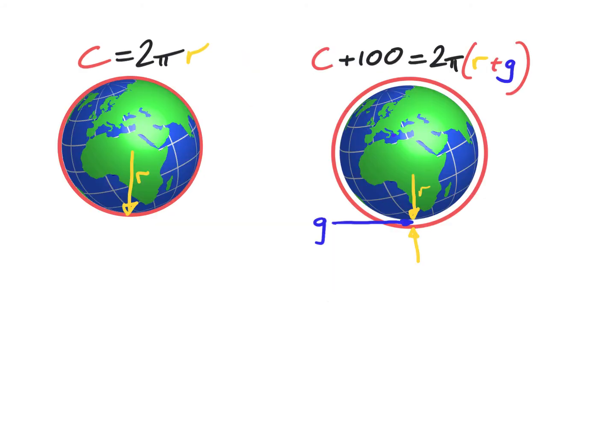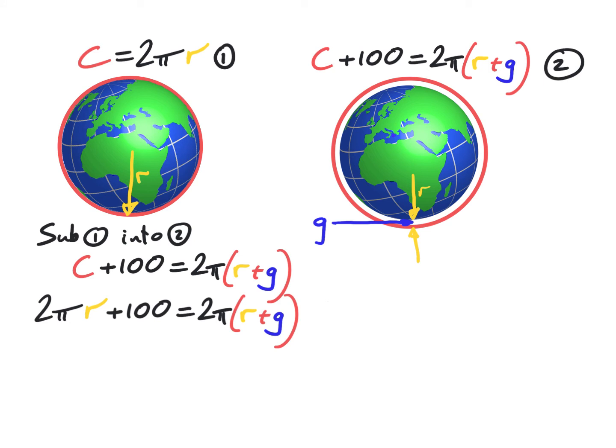Okay, so we now have two equations. I'm going to call this one equation 1 and this one equation 2. Now let's sub in equation 1 into equation 2. So C plus 100 equals 2 pi (r plus g) becomes 2 pi r plus 100 equals 2 pi (r plus g). Okay, and then expanding the brackets on the right hand side, we get 2 pi r plus 2 pi g.